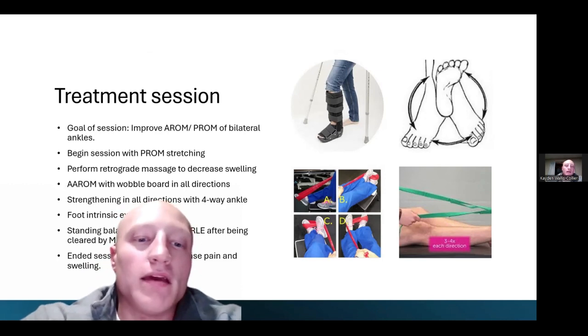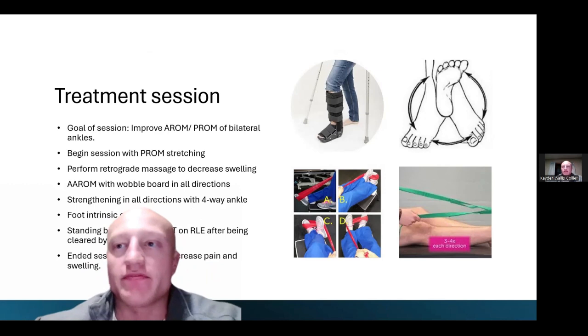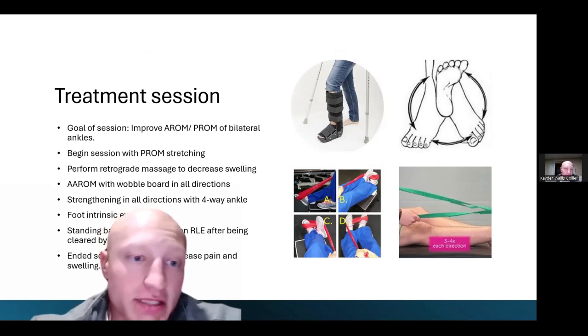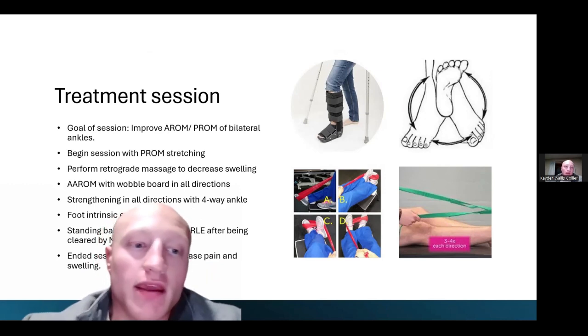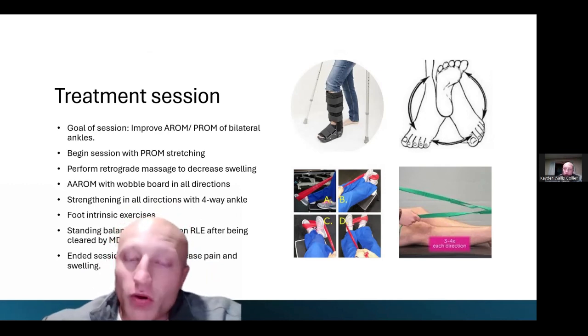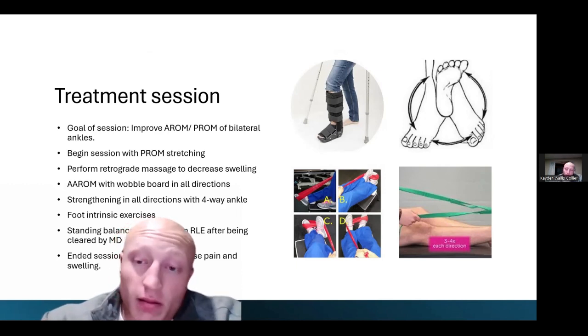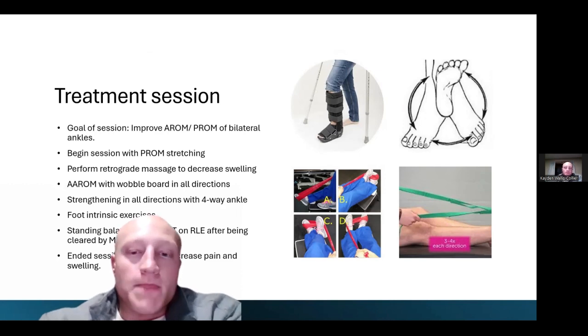And then after getting everything done with passive range of motion in all directions and all the hands-on stuff, then getting the patient to do active assisted range of motion. We actually found it best with a wobble board in all directions with decreased pain, just allowing the patient to actually feel a stretch even at the end of the movement, as well as doing active assisted range of motion.